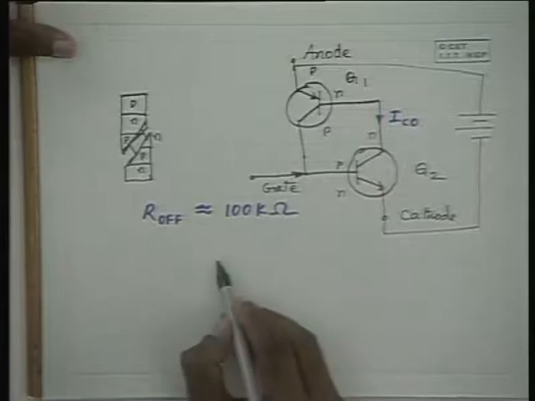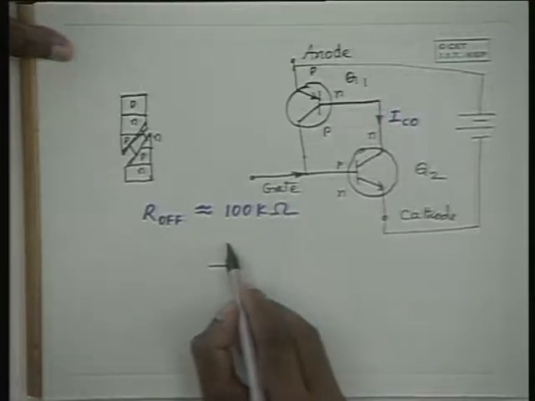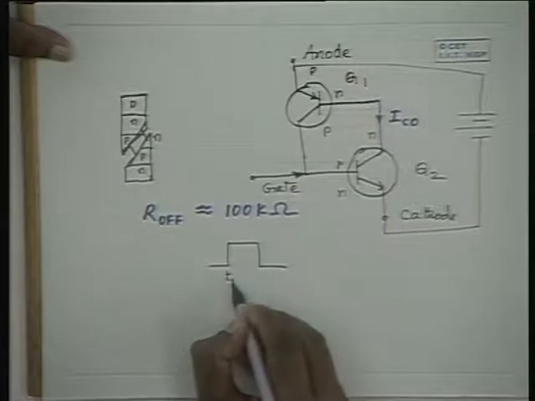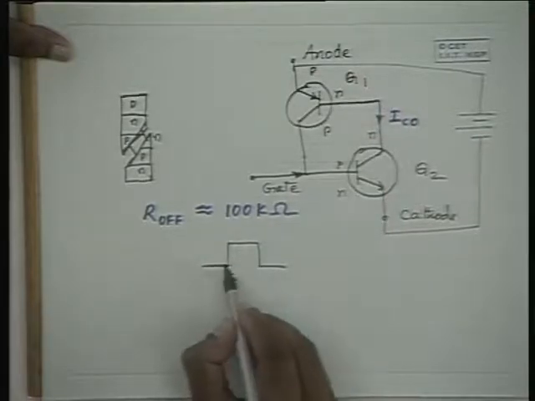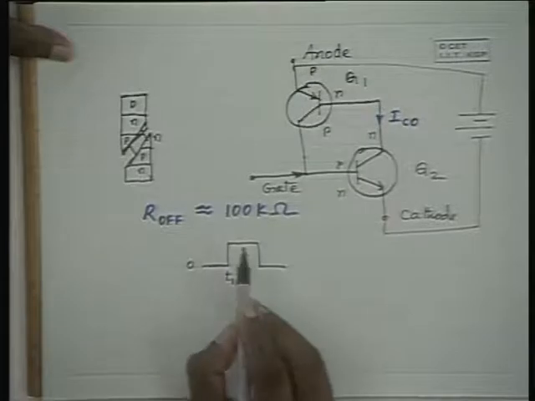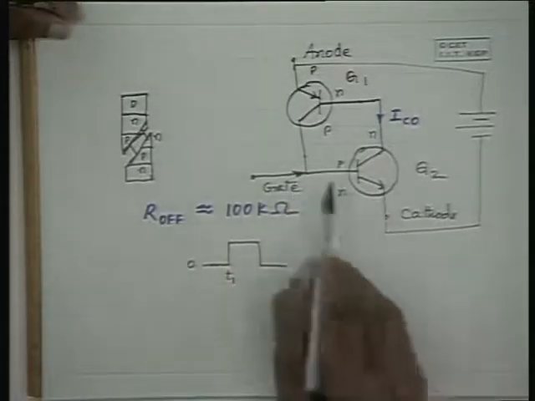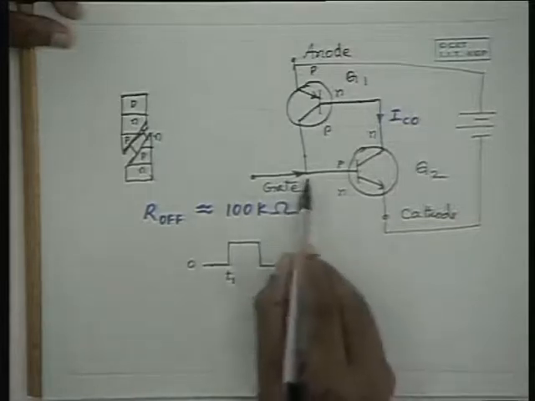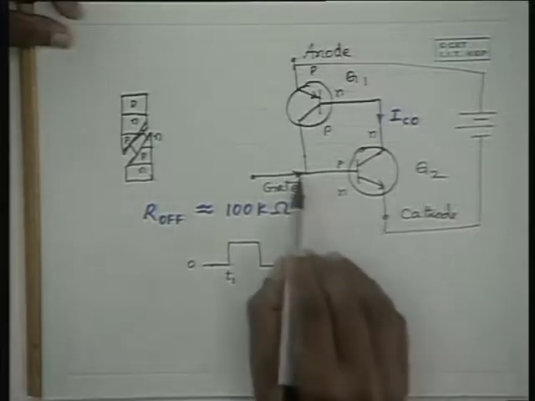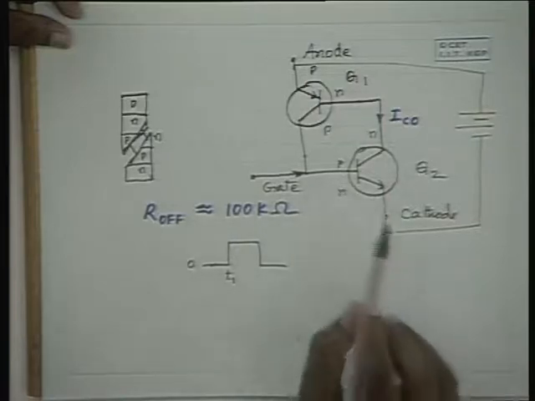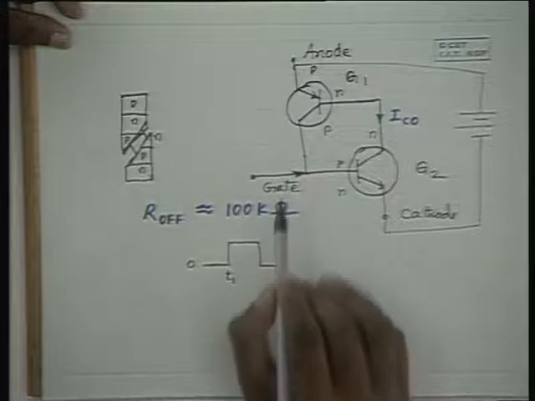If a positive potential is applied to the gate, say at time t equal to t1, initially it was 0, and now some positive potential is applied to the gate such that it makes this PN junction forward biased. That means this potential is larger than the cut-in voltage of the transistor, that is of the order of 0.6 volts.